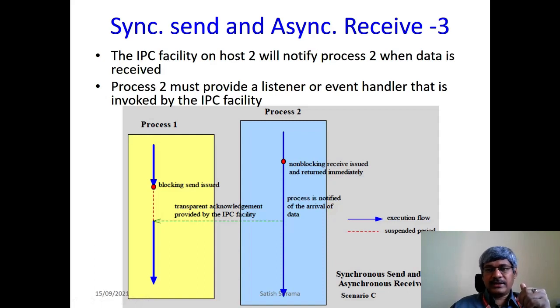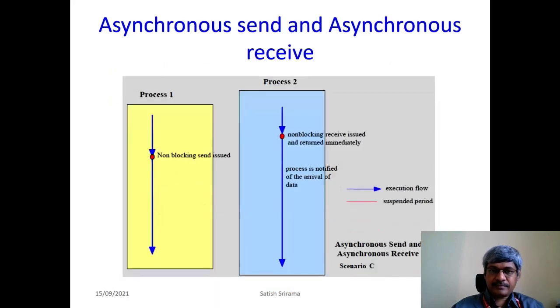So this is about scenario C for synchronous send and asynchronous receive. The fourth type is where both of them are asynchronous. So you have a non-blocking send and a non-blocking receive issued, and it returns immediately. Earlier, in case 3, synchronous send and asynchronous receive, we have already seen what can be done.